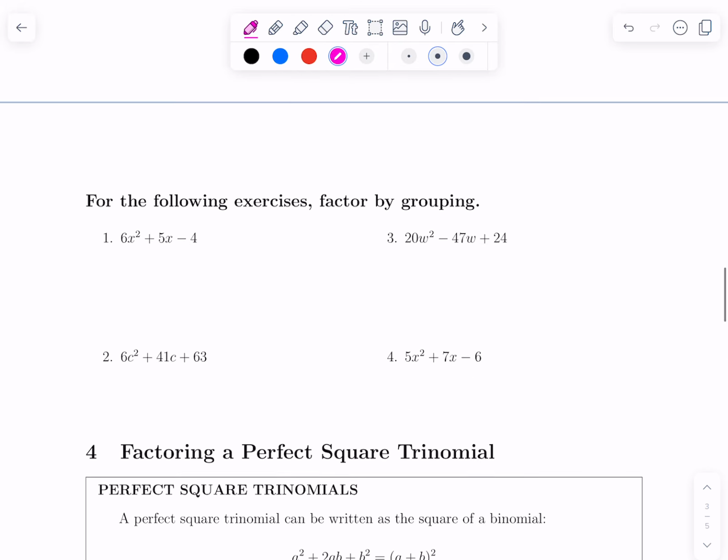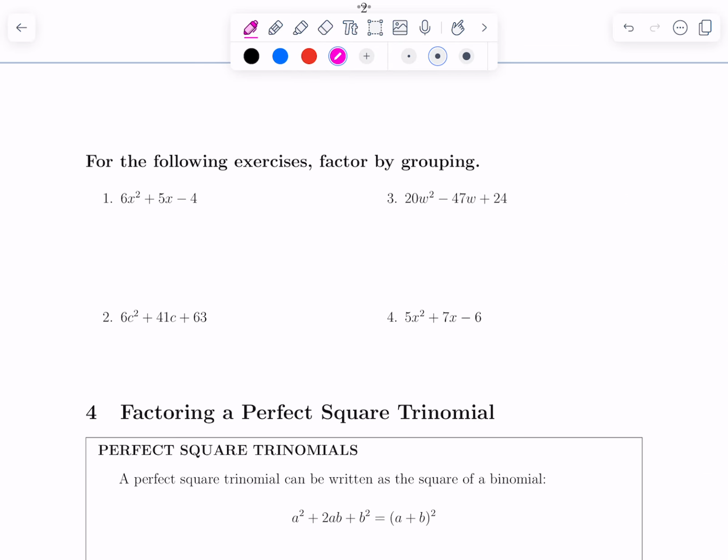So let's see an example over here: 6x squared plus 5x minus 4. This is the standard form, so we're going to pull out the a, b, c values. The a value is the coefficient of x squared, which is 6. b is the coefficient of x, 5. c is not a coefficient, this is a constant, which is negative 4. And we're going to draw the cross over here.